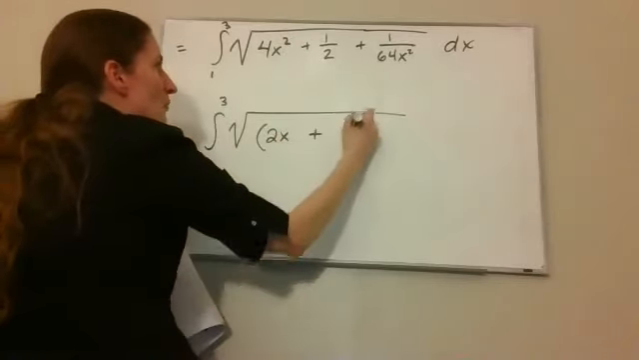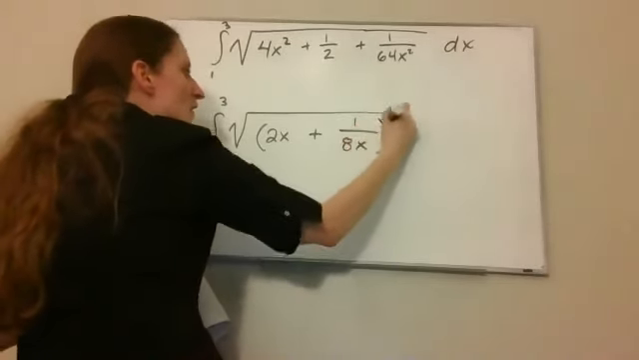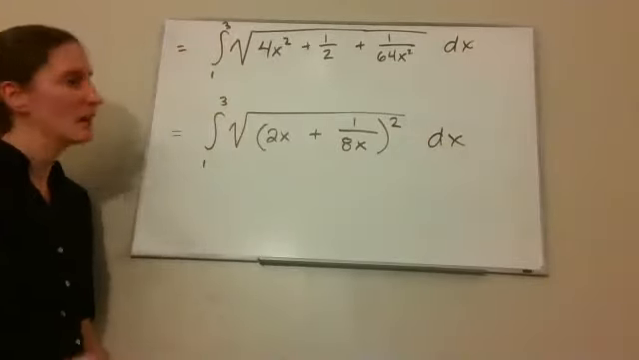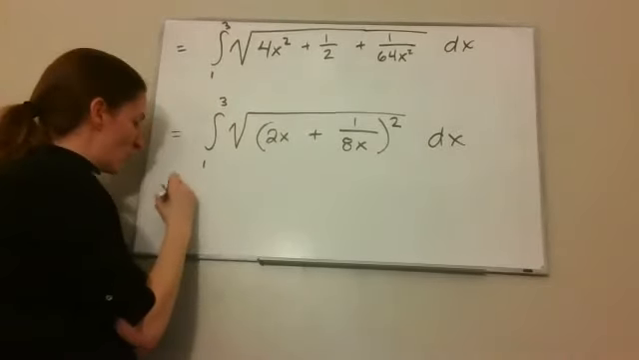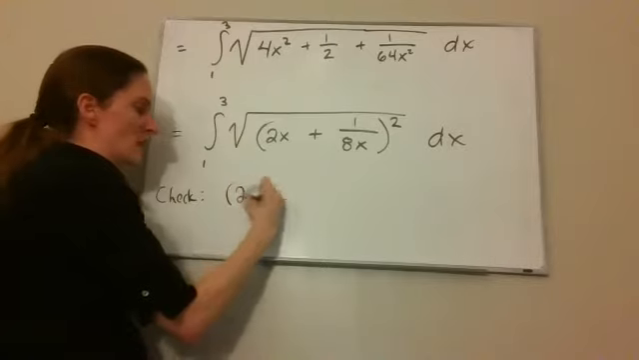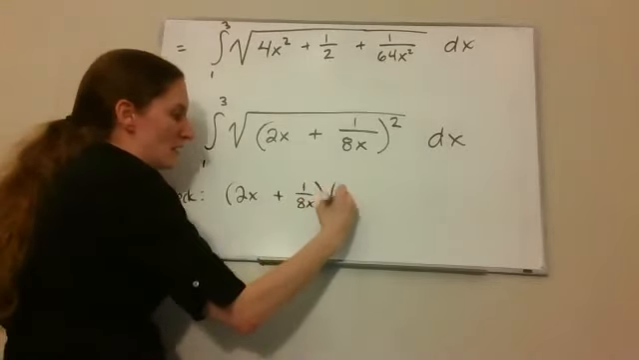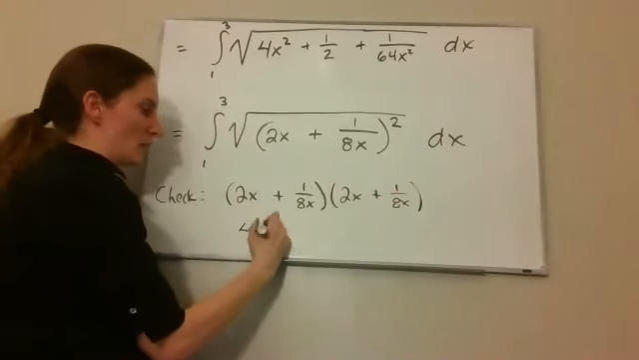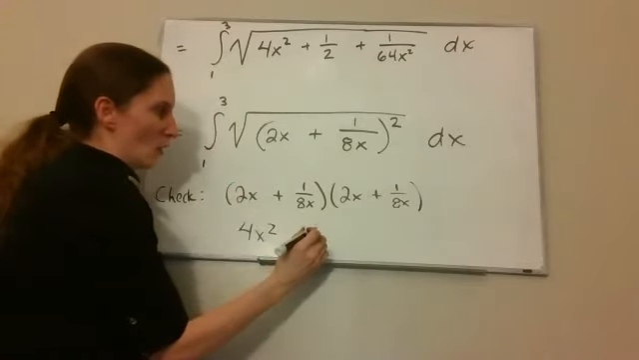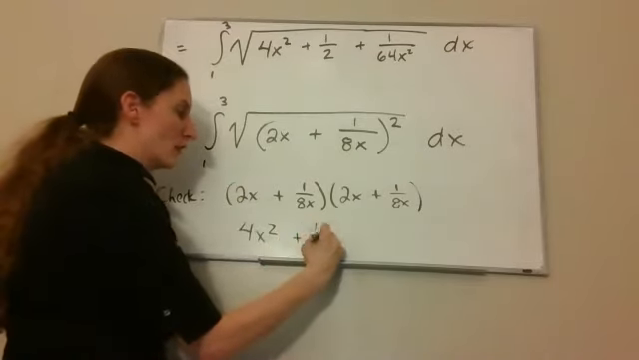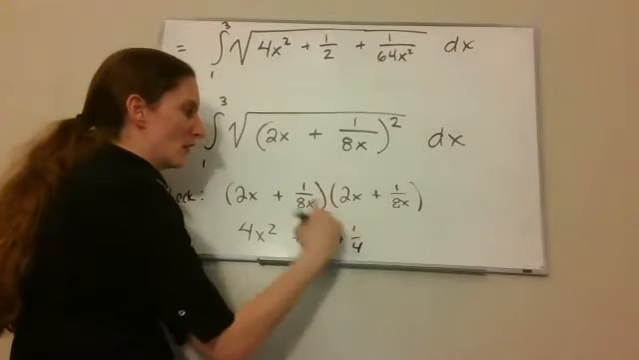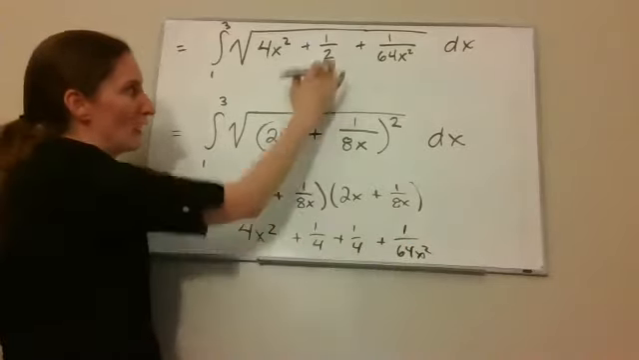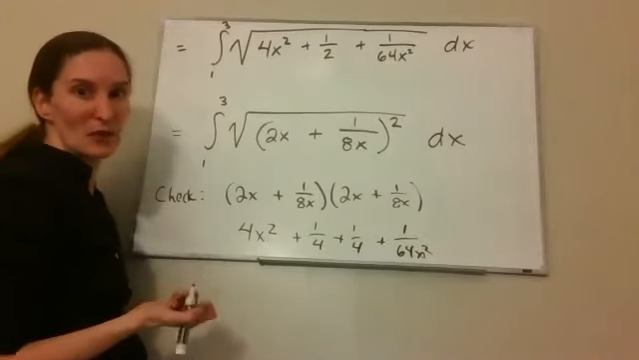I have a 2x plus 1 over 8x, squared, dx. Do you agree? See if you can figure that out. Let me just check that real quick. If I had 2x plus 1 over 8x times itself, 2x times 2x is 4x squared. 2x times 1 over 8x is 1/4. Again, another 1/4. And then that guy is 1 over 64x squared. The middle 1/4s add to 1/2. So this is a perfect square.